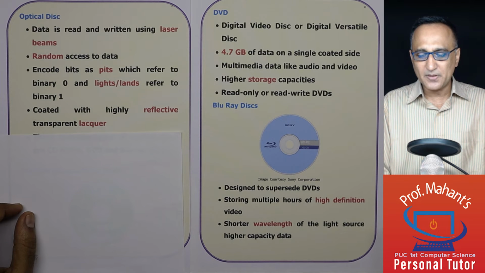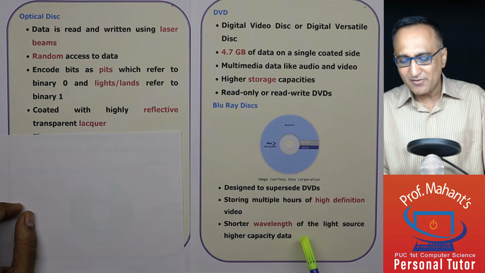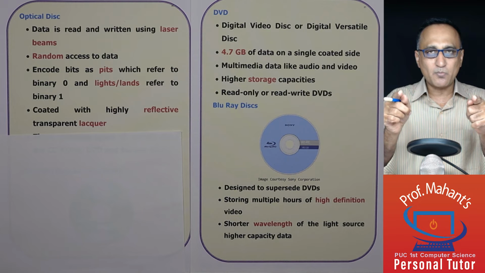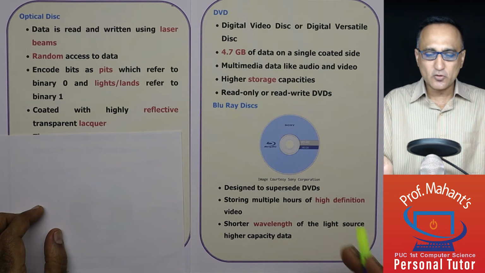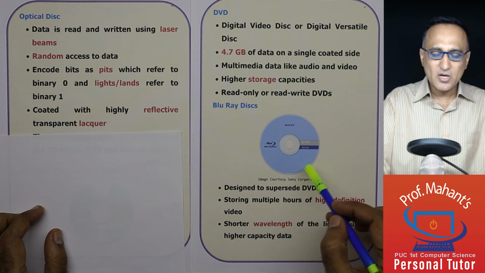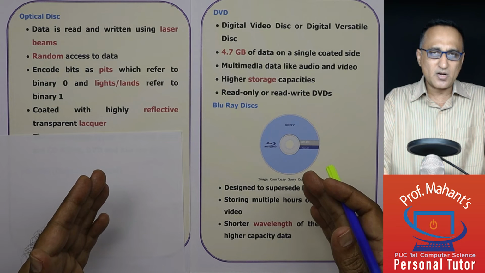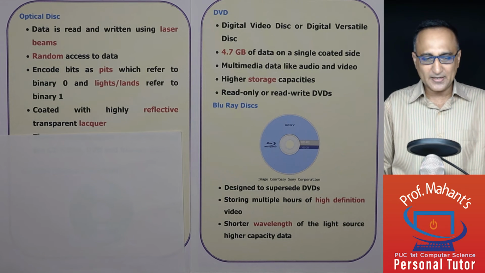The reason was simple. In a Blu-ray disc, you use a shorter wavelength light source. With a longer wavelength light source, you can store less data. With a shorter wavelength light source, you can store more data. That's why you're able to store more data on this Blu-ray disc. So you can store a number of hours of HD, that is high definition, data.